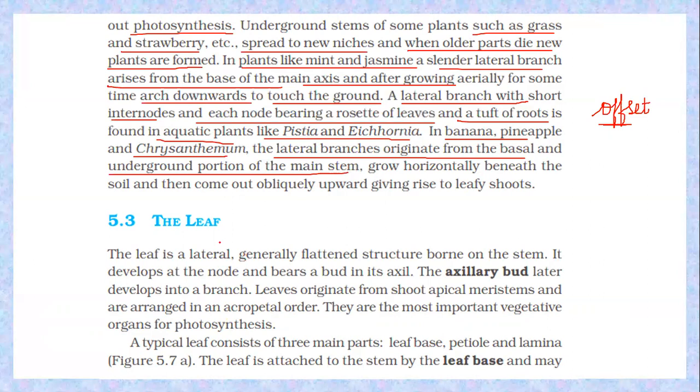Give me hearts on the screen, everybody. So let's get going with the leaf. Come on. Yes. Next structure we are going to study is the leaf.